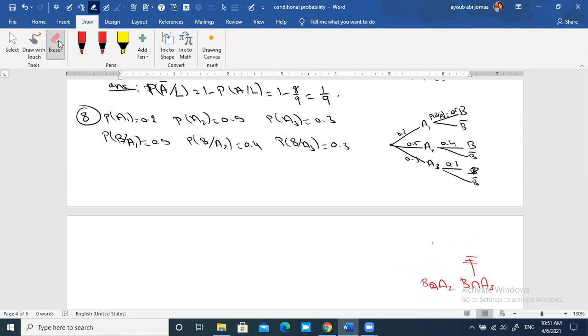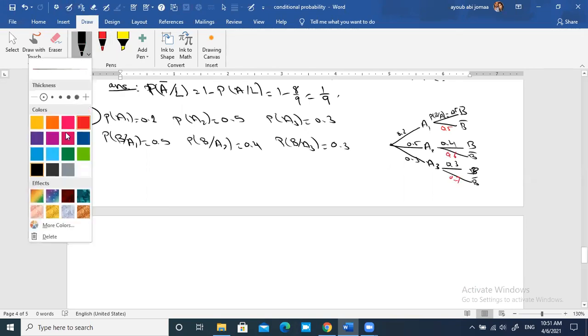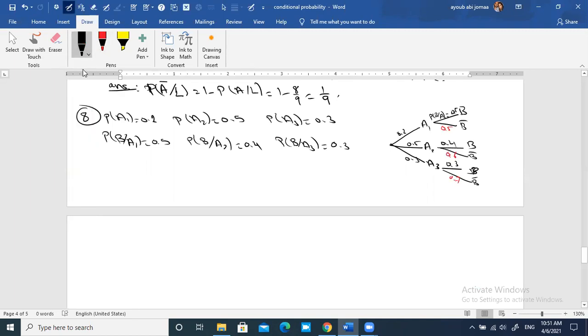I was saying here that you can complete this tree diagram. If probability of B given that A1 is 0.5, so B bar given that A1 is 0.5. B given that A2 is 0.4, meaning B bar is 0.6, and this is 0.7. In part A, you are required to find probability of B intersection A1, B intersection A2, B intersection A3.